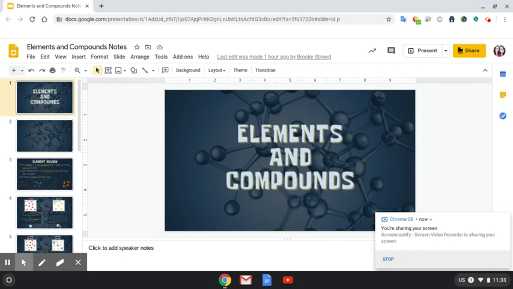I'm going to keep my screen in preview mode just because I don't want the Chrome sharing thing to block any of the important information. So I'm going to keep it small like this so we can make sure we see all of what we need to see. Let's get started.